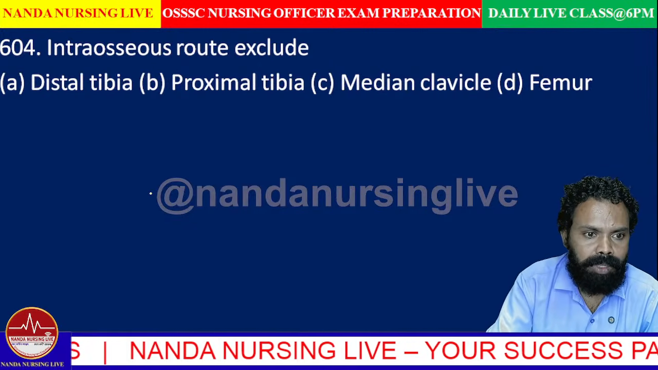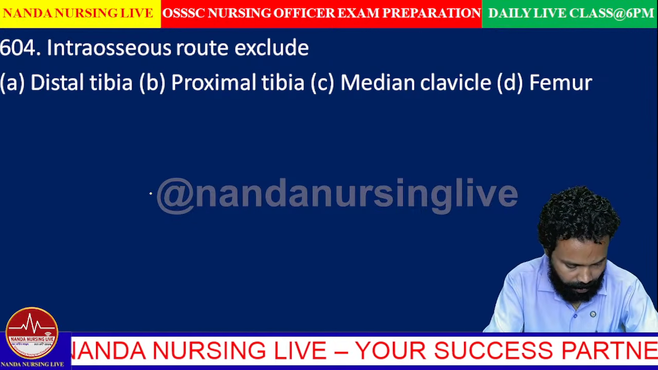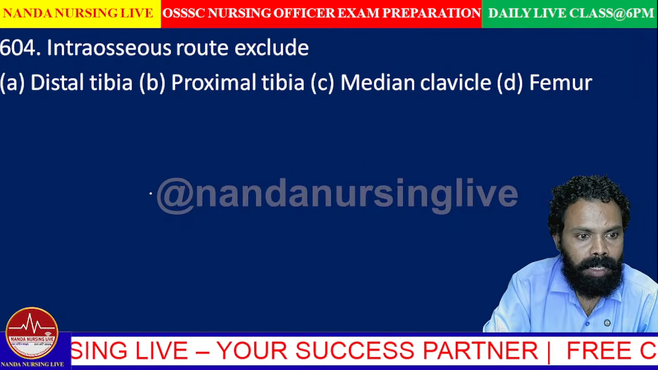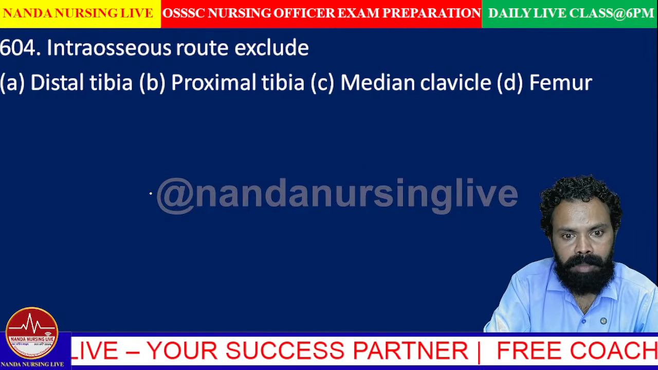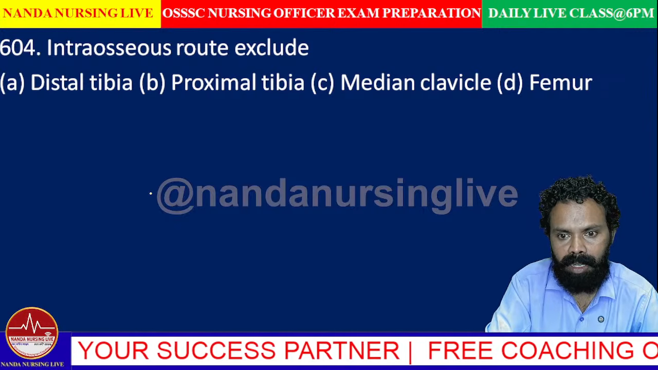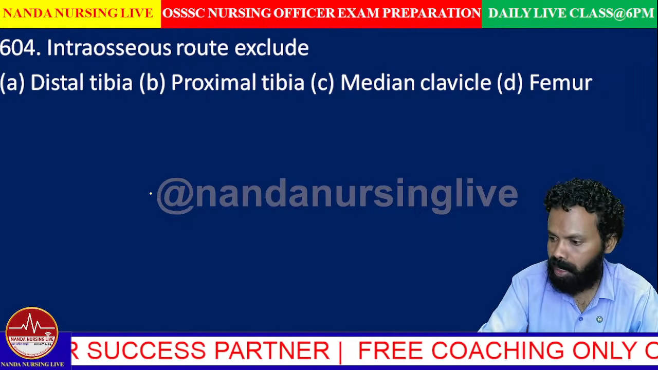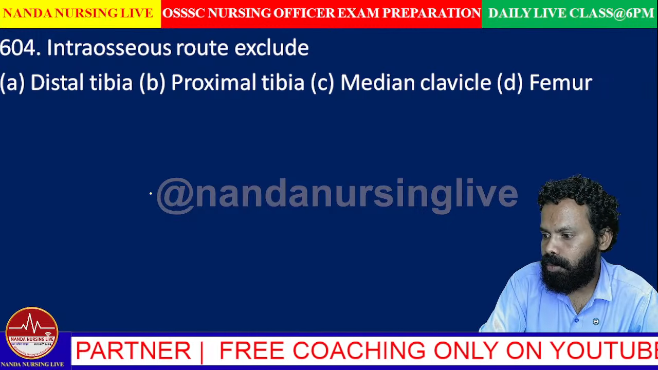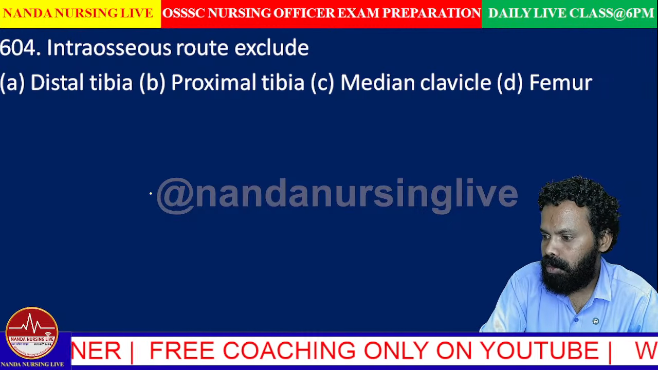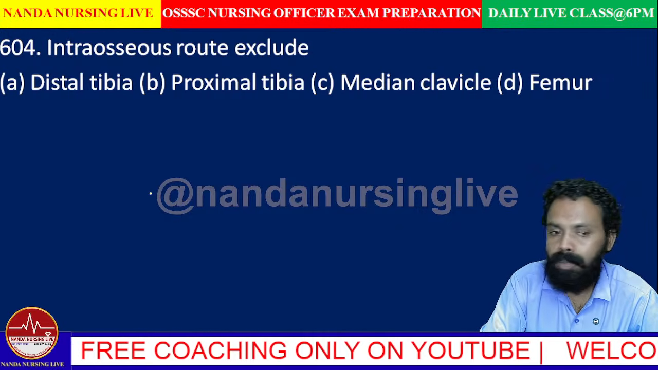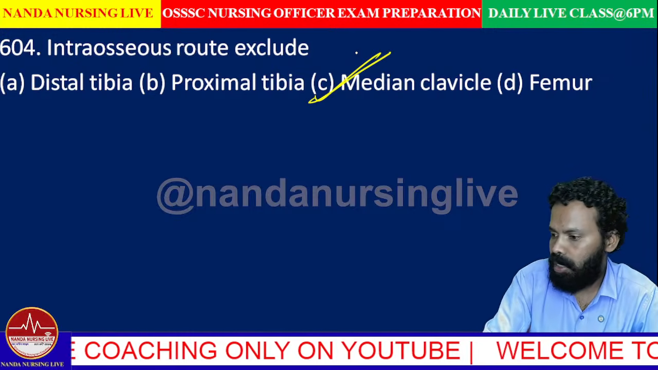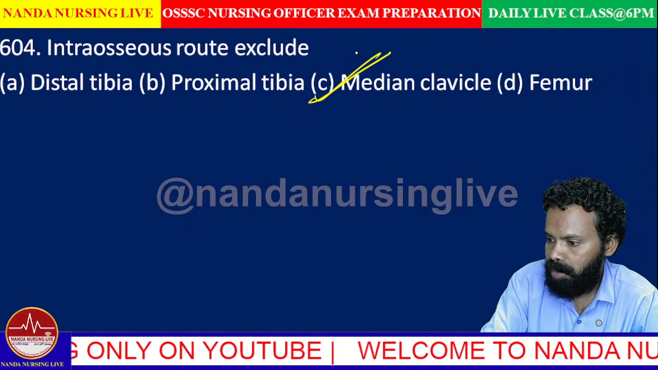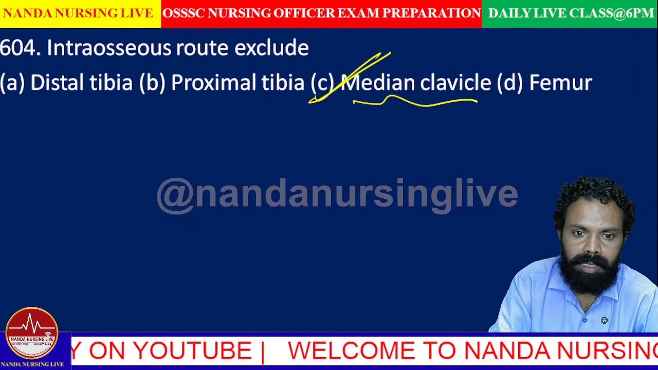Next question number 604, intraosseous route, exclude. Option A distal tibia, option B proximal tibia, option C medial clavicle, option D femur. So which option is the correct answer? Intraosseous route, exclude, not include, exclude. So correct answer is option C, right. Option C is the correct answer. Intraosseous route excludes the medial clavicle. So option C is the correct answer.